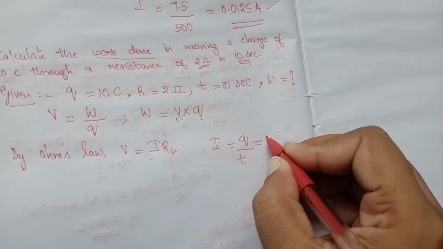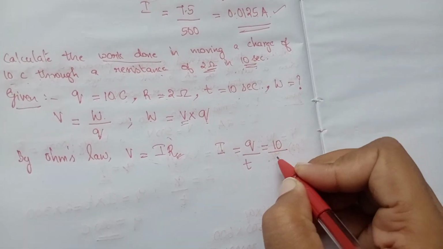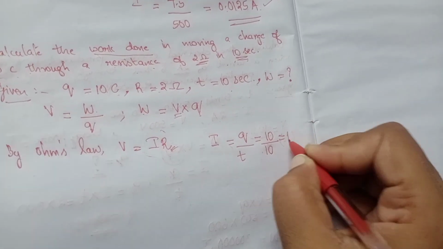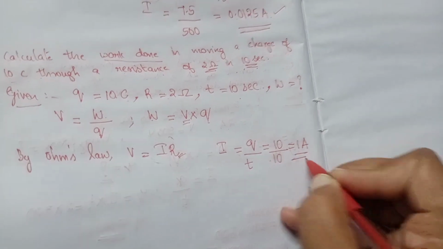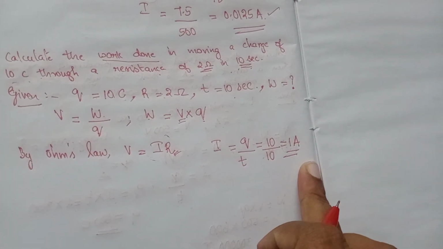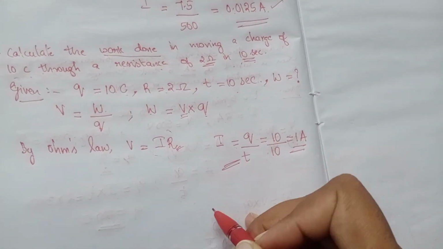Yes, what is the value for Q given? 10. What is the value for time given? 10. So what is the answer for current? So current is equal to 1 amp. Okay, this I is equal to Q by T is the equation for current.